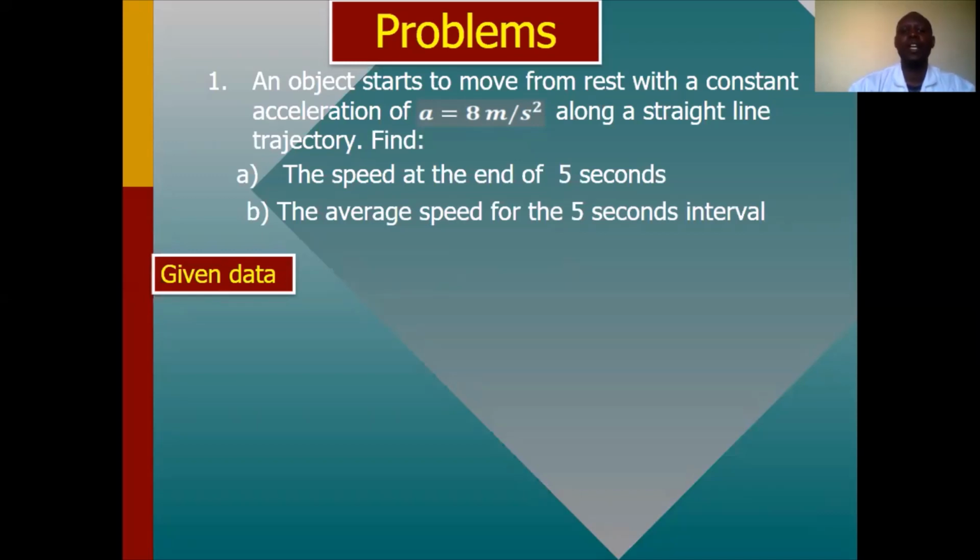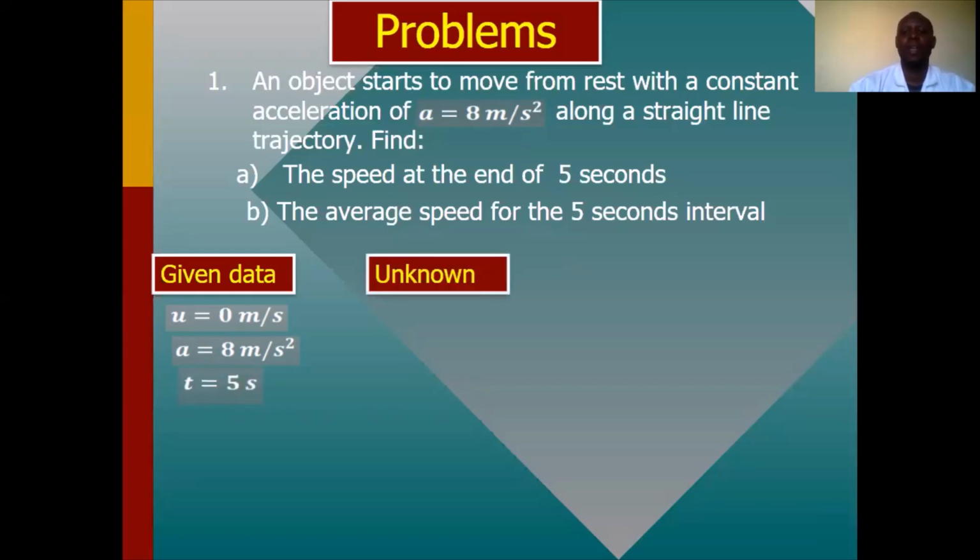As the object starts to move from rest, the initial speed is 0 meters per second. Also, we are given the acceleration of 8 meters per second squared, and the time used is 5 seconds. The unknowns: we are asked to find the speed and the average speed. The formula: we are going to apply the kinematics equations.